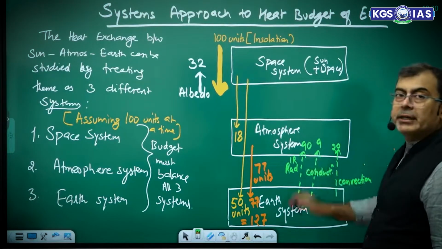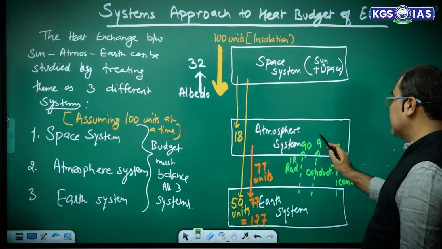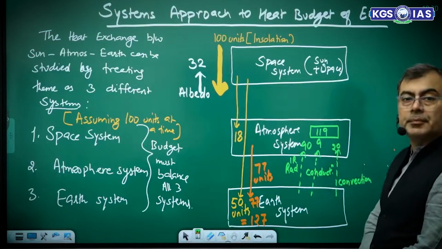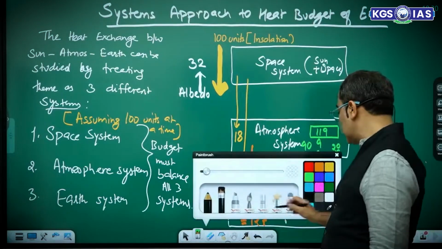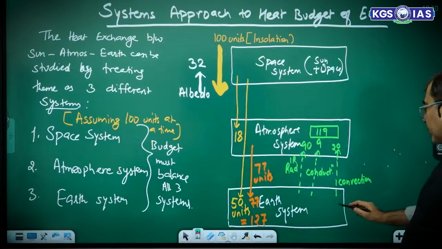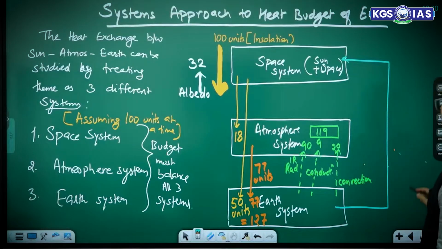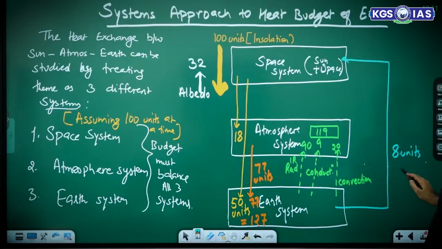Convection, conduction and radiation. Total कितना हो गया? 90, 20, 110 and 9, 119. इसमें कितना था? 127. 127 minus 119 is how much are we left? We are left with 8 units. 8 units go to space as terrestrial infrared radiations. Get that?